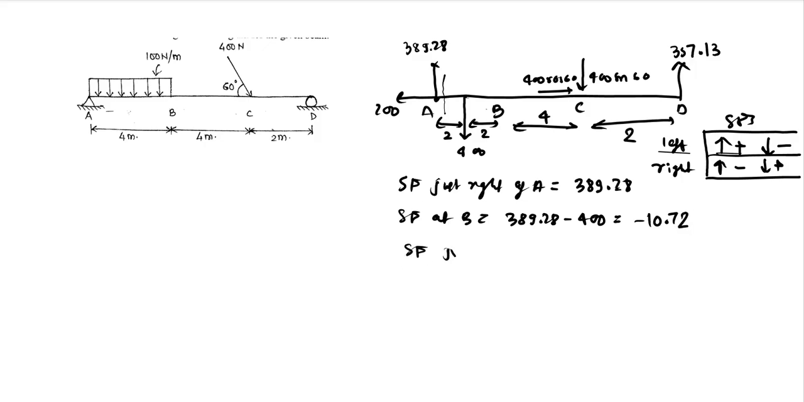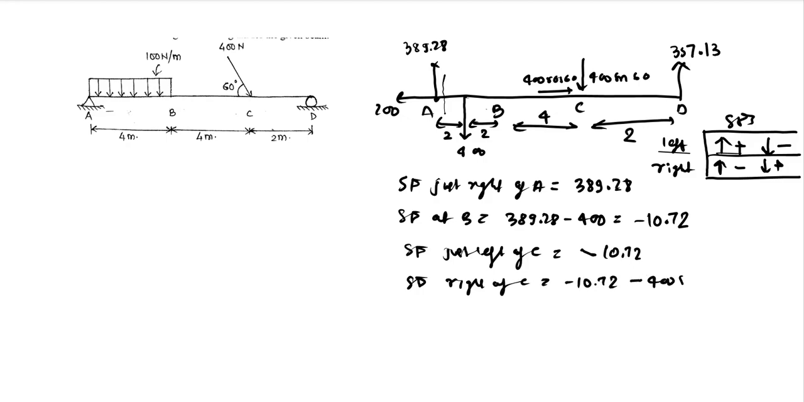We have shear force just left of C, which is minus 10.72, and the shear force right of C is minus 10.72 minus 400 sin 60, because there is also this 400 sin 60 force. When you're calculating just on the right and considering force on the left, you cannot ignore that force, you need to consider it. Which will give you 357.13, negative of course. So that is the shear force just right of C.